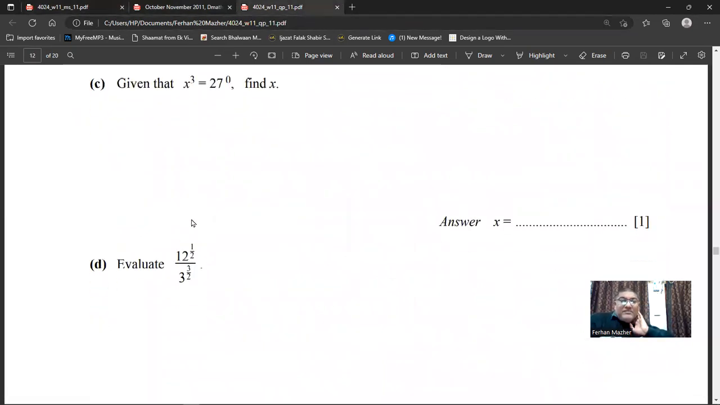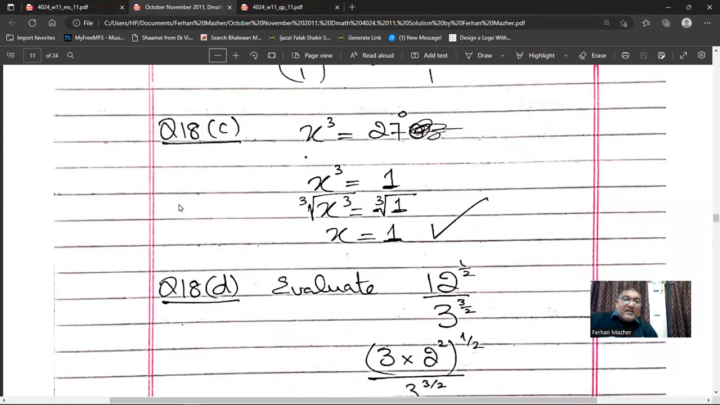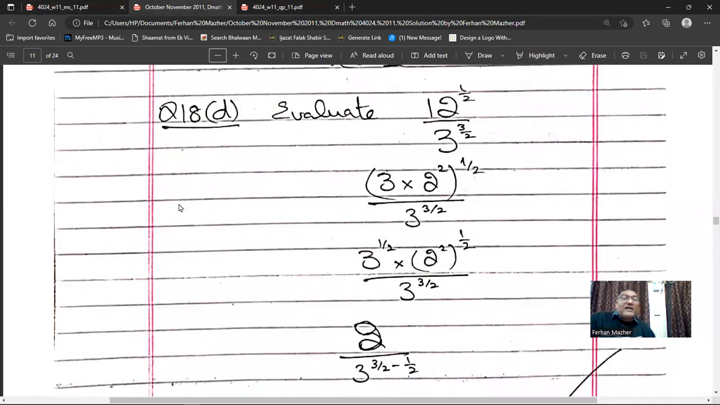And then we have the D part, and the D part is evaluate 12 raised to power 1 by 2 divided by 3 raised to power 3 by 2. So the 12 can be factorized in its prime factors. And when you write the 12 in its prime factors, it will be 3 into 2 square. So raised to power 1 by 2, and in the denominator you have 3 raised to power 3 by 2. So this 1 by 2 power is for 3, and it is also for the 2 square. So it will have 3 raised to power 1 by 2 into 2 square raised to power 1 by 2.